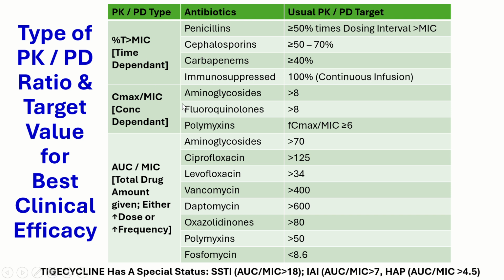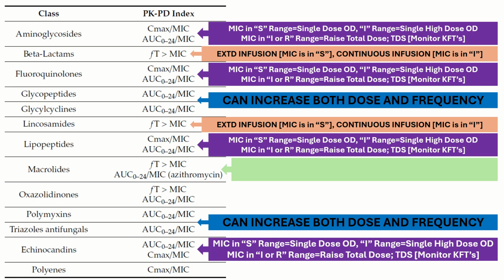That's the reason why aminoglycosides have been put into this table also, because there are certain situations like I have mentioned in this particular table. The PKPD index for aminoglycosides is usually the Cmax to MIC ratio, but it may be shifted to the total amount of the antibiotic given to the patient.